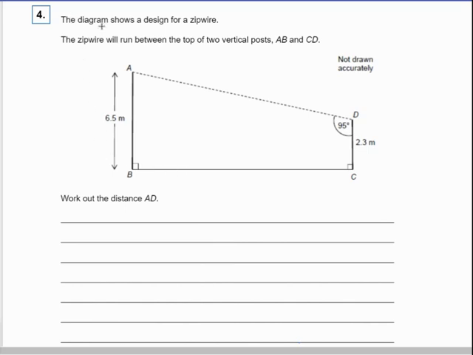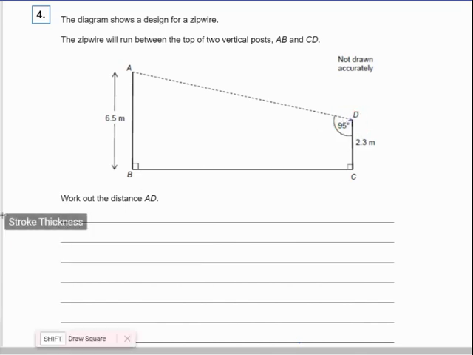So, here we have the diagram shows a design for a zip wire. The zip wire will run between the top of two vertical posts, AB and CD. We want to work out the distance of AD. Well, what I'm seeing here is this idea of splitting.